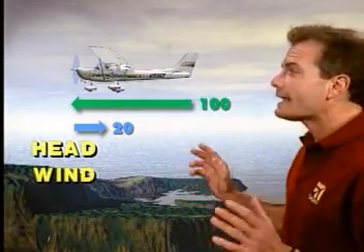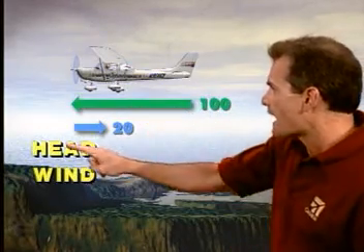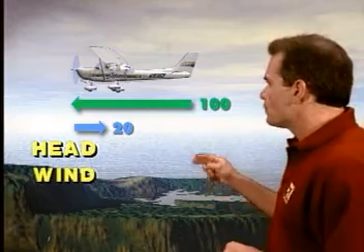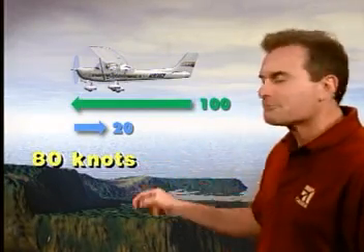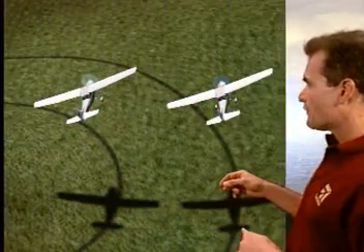And upwind, or against the wind, your airplane will have the slowest ground speed. In other words, you're flying in a headwind. Again, if your airspeed is 100 knots, but you have a headwind of 20 knots, your net ground speed would be 80 knots. Now, faster and slower ground speeds will make your turns look different over the ground.